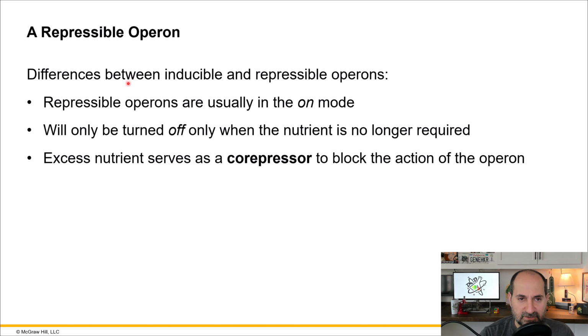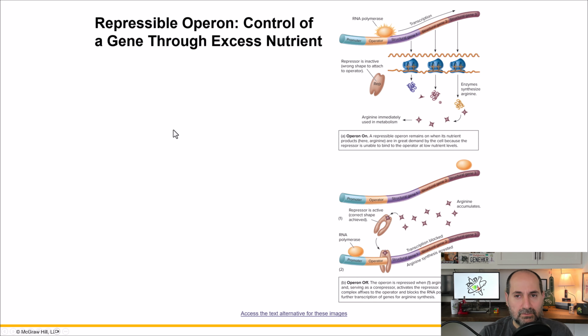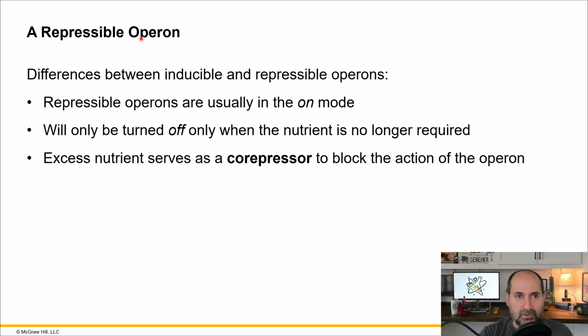Again, remember the differences between inducible and repressible operons. Repressible operons are usually in the on position, but they can be turned off. An inducible operon is usually off, but can be turned on. Let me show you an example of a repressible operon, which will only be turned off when the nutrient is no longer required. If excess nutrient is present, it serves as a co-repressor to block the action of the operon.